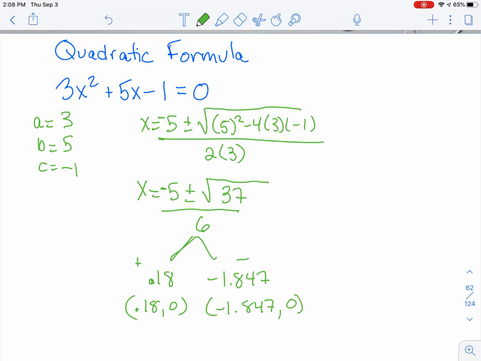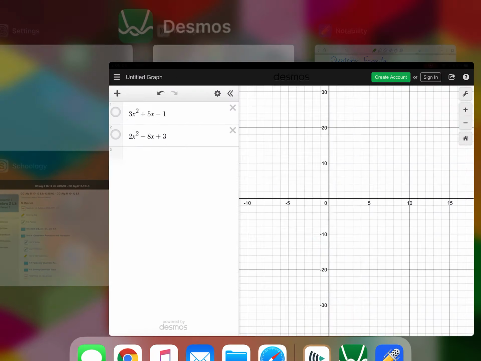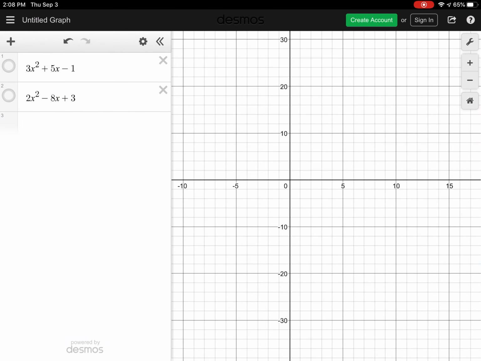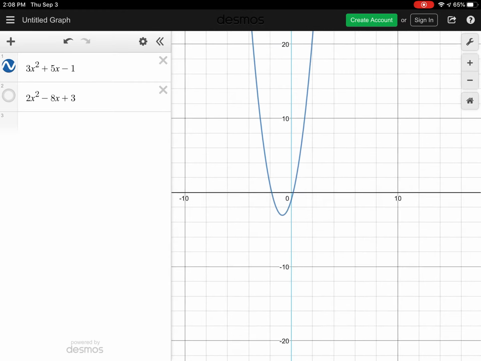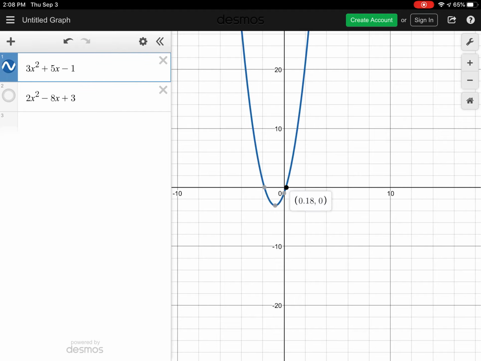So if you want to confirm that, again, I have the last two here on Desmos. So if we go back to Desmos, 3x squared plus 5x minus 1, let's highlight that equation, touch on the x-intercepts, and there they are. Okay, one more to go.